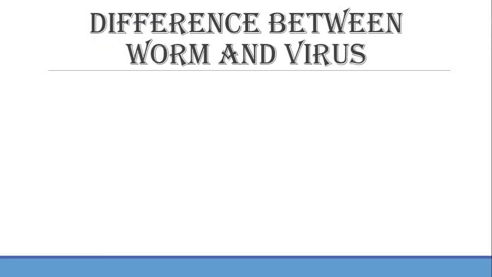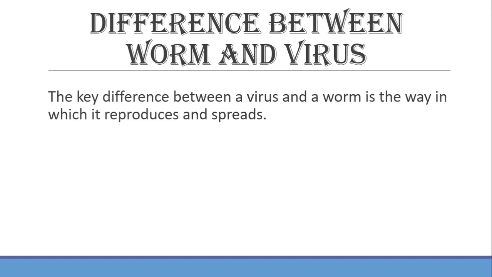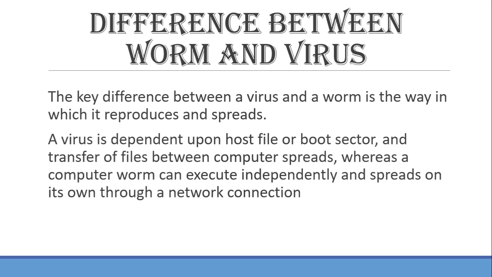Then the next thing is how we can differentiate a virus and a worm, right? The key difference between a virus and a worm is the way in which it reproduces and spreads. How it is going to replicate and then spread itself is the major key factor. A virus is dependent upon a host file and the boot sector, and spreads through transfer of files between computers, whereas a computer worm can execute independently and spreads on its own through a network connection. So the major difference is its reproduction and spread.